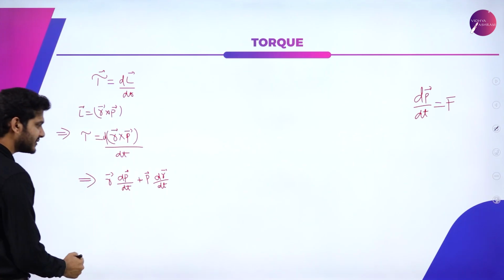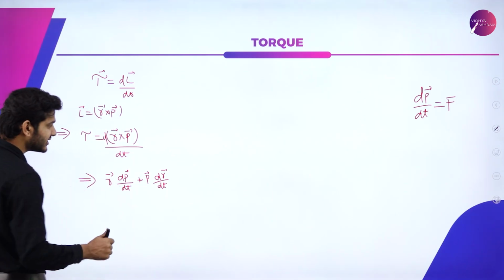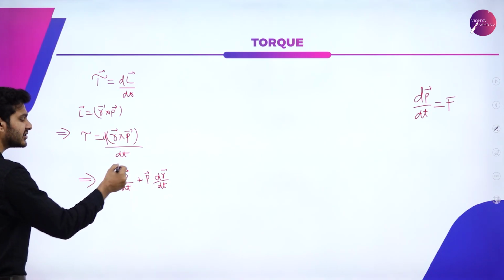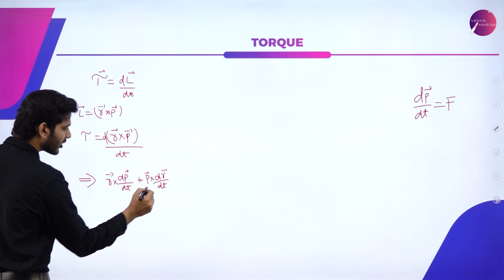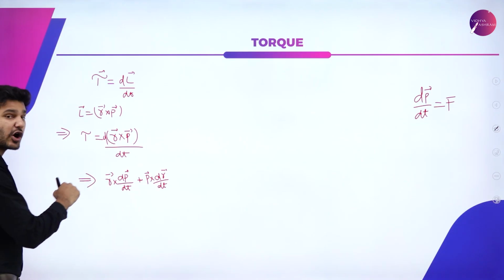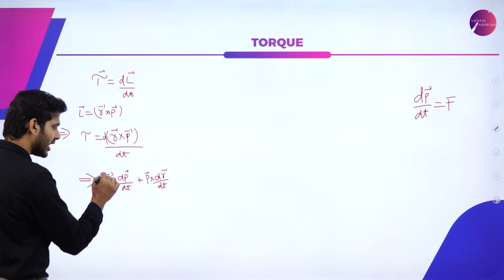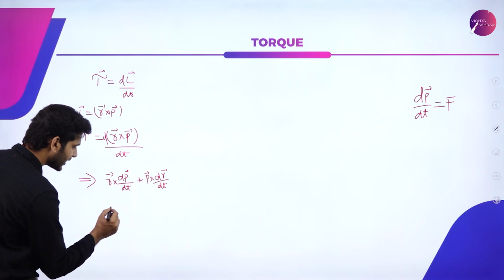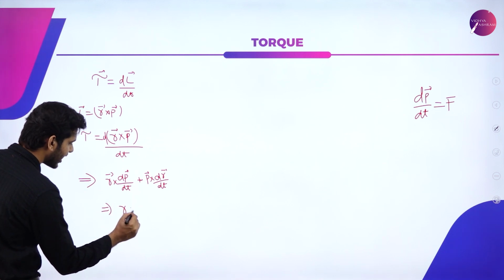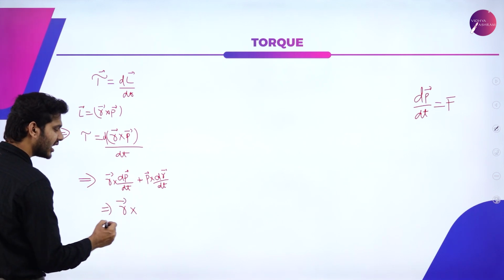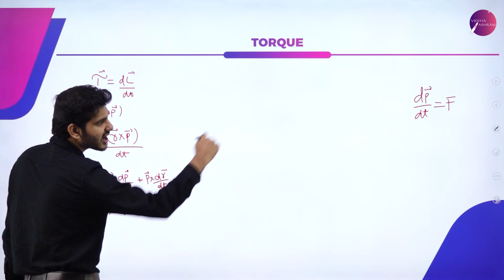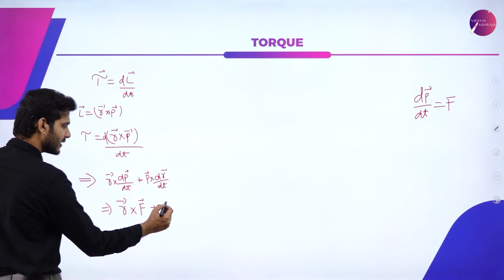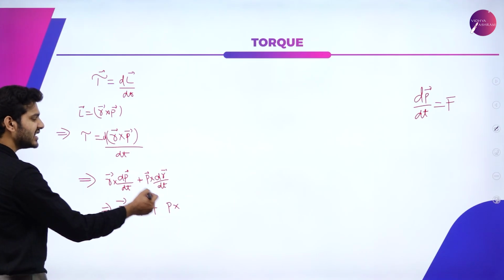So before this, again remember there is an operator here, that is cross. So this will be r cross dp by dt plus p cross dr by dt. Don't forget about the operator symbol. So then we can write this equation as r cross dp by dt, and dp by dt is nothing but F. So r cross F plus p cross, what is dr by dt?